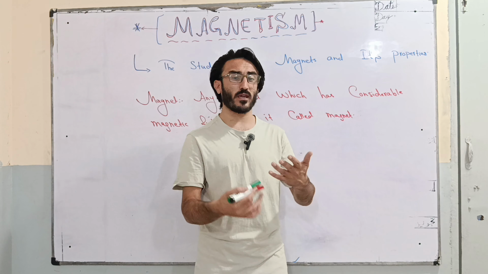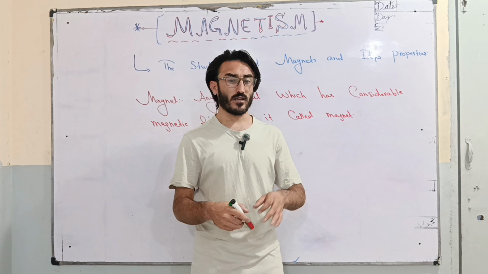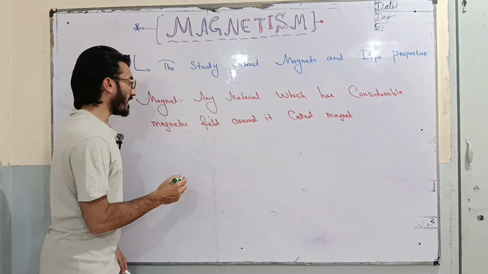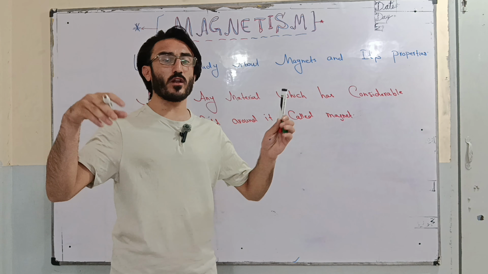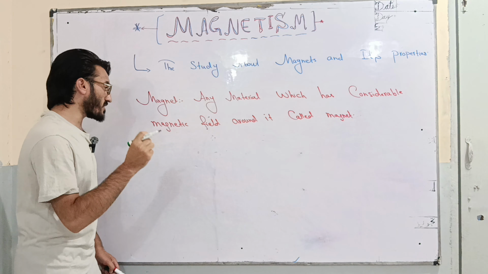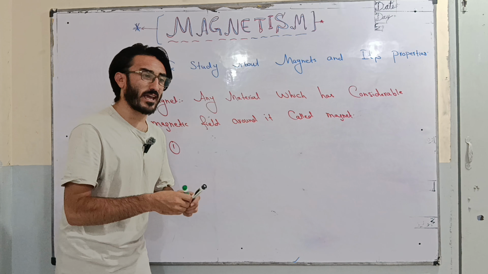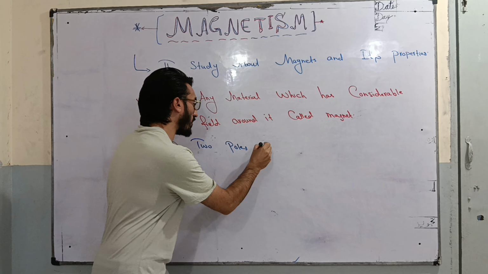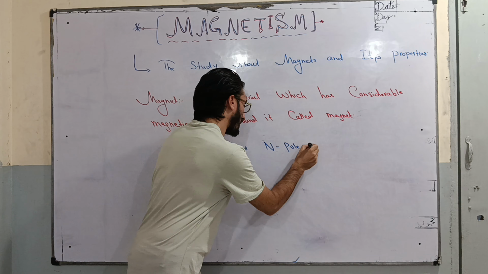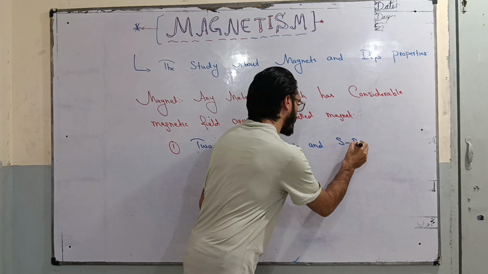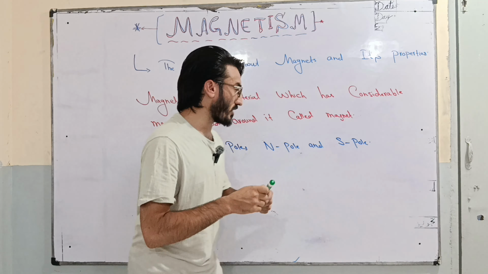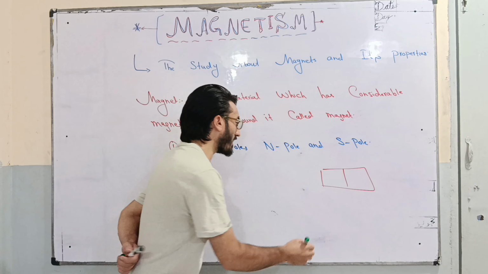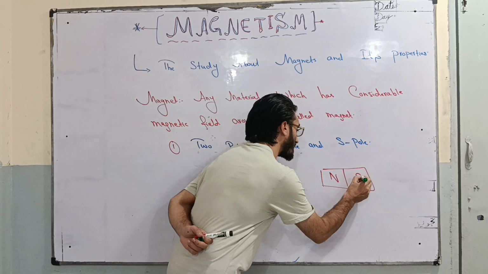What are some properties of magnets? How do magnets behave? As we know, a magnet has two poles. Every magnet, whether a very tiny magnet or a very huge magnet, must possess two poles. Number one, every magnet has two poles, north pole and south pole. If we have a bar magnet, one pole is the north pole and the other pole is the south pole.